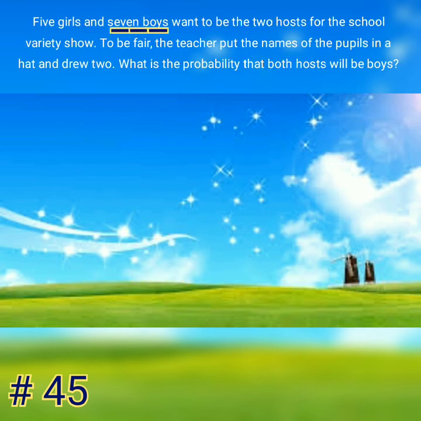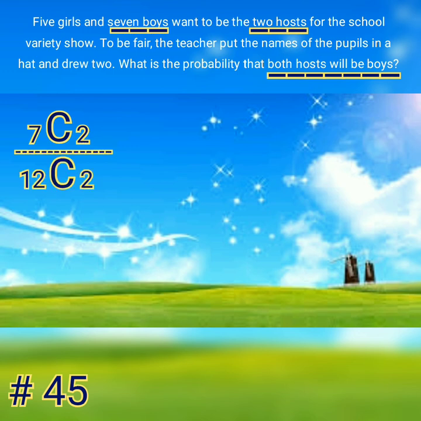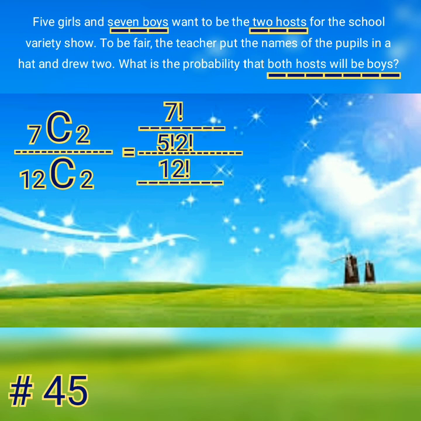Since there are 7 boys and 2 will be taken from them, this will be the combination of 7 things taken 2 at a time, all over the combination of 12 things taken 2 at a time, since there are 7 boys and 5 girls, and 2 will be chosen from them. The combination of 7 things taken 2 at a time is equal to 7 factorial all over 5 factorial 2 factorial, and the combination of 12 things taken 2 at a time is equal to 12 factorial all over 10 factorial 2 factorial.